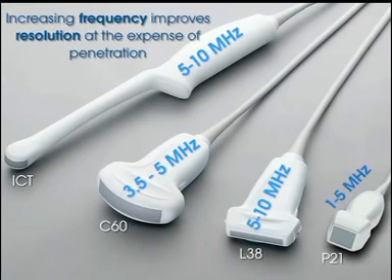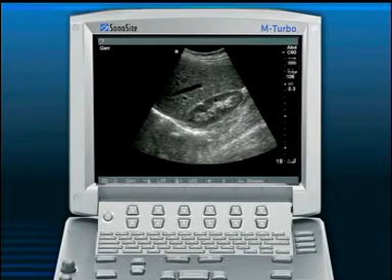So you always want to use the highest possible frequency that will get you to the depth of interest. Now you notice that each one of these transducers has a frequency range. So for example, this one goes to 5 to 10 megahertz, 3.5 to 5, 5 to 10, 1 to 5 megahertz. And basically you can toggle the frequencies up or down within each transducer depending on the clinical situation. So let's say that this transducer here goes from 1 to 5 megahertz. This is Morison's pouch here.